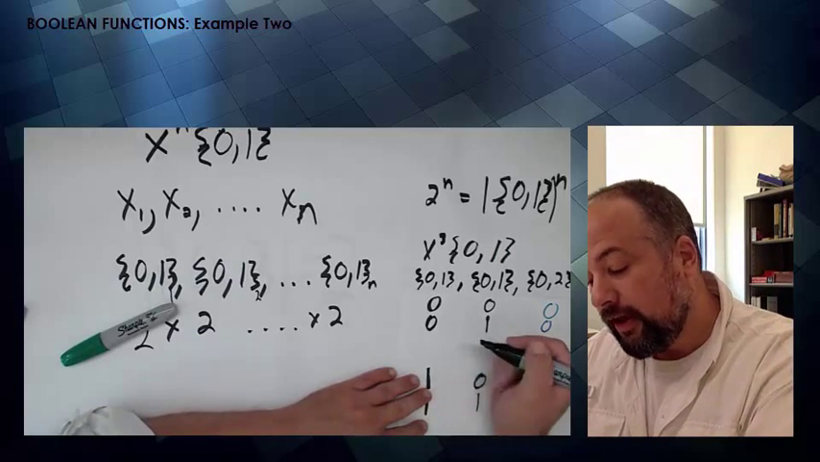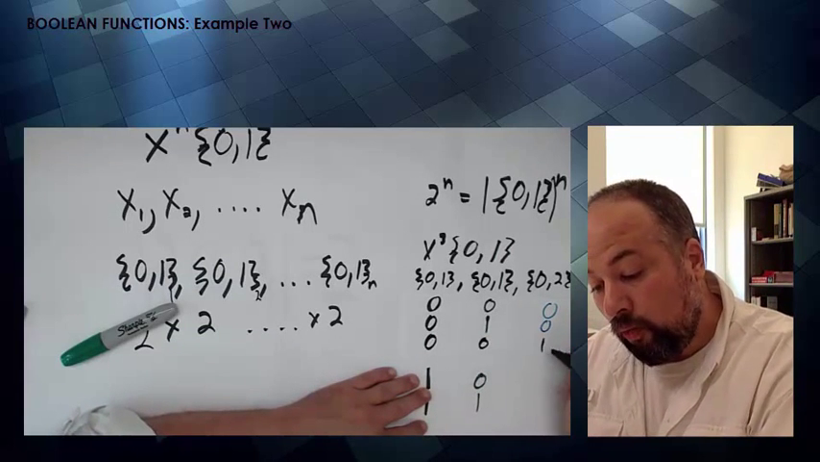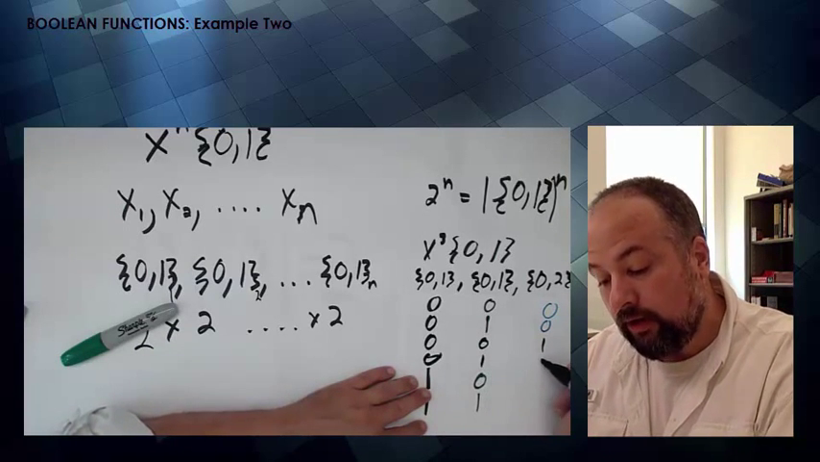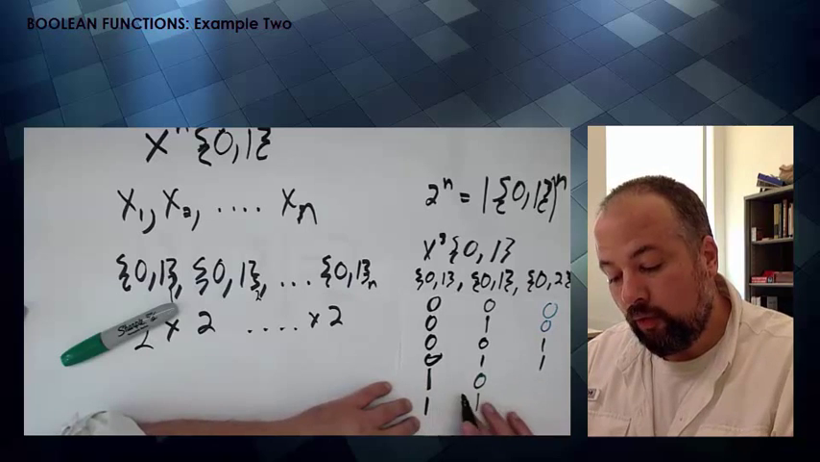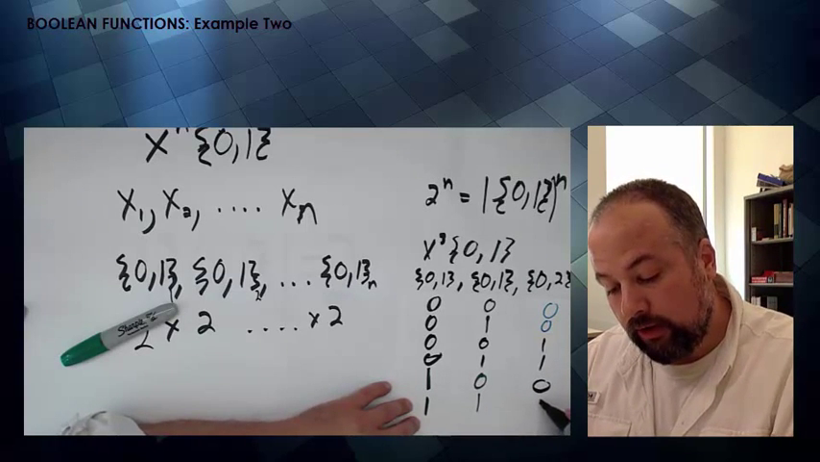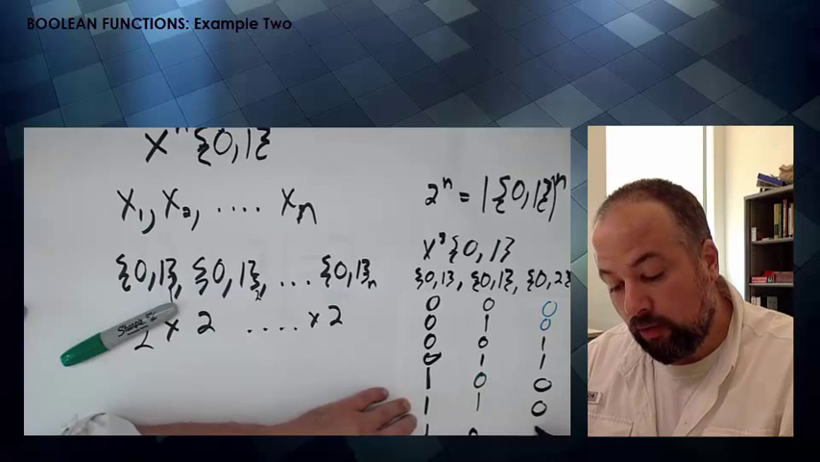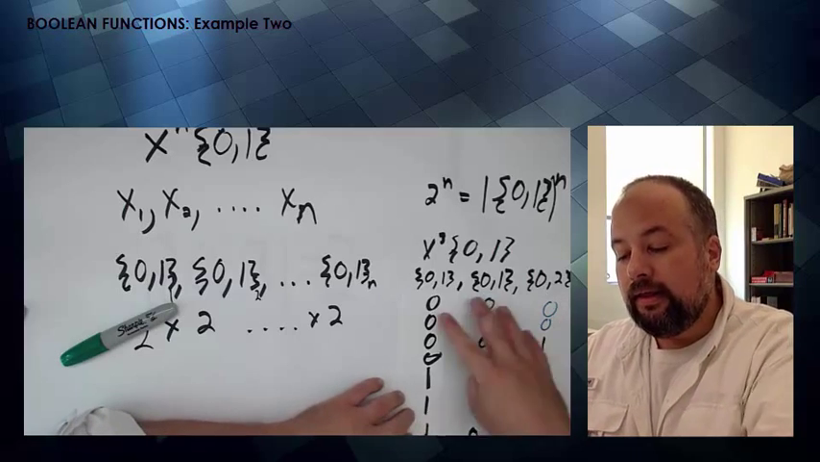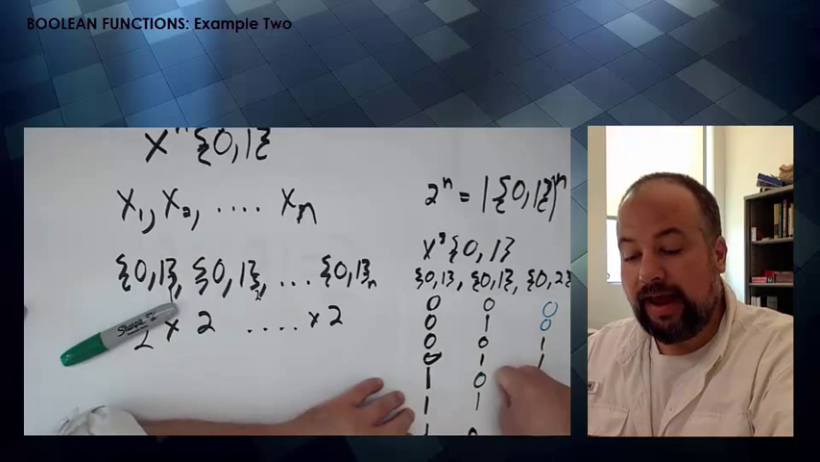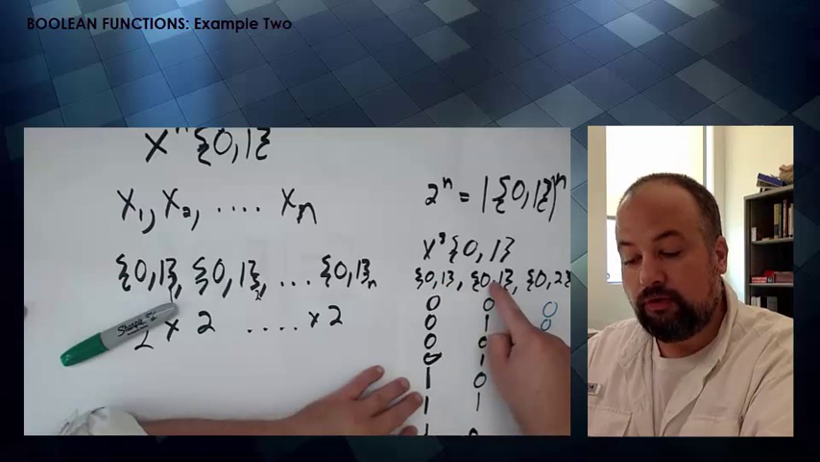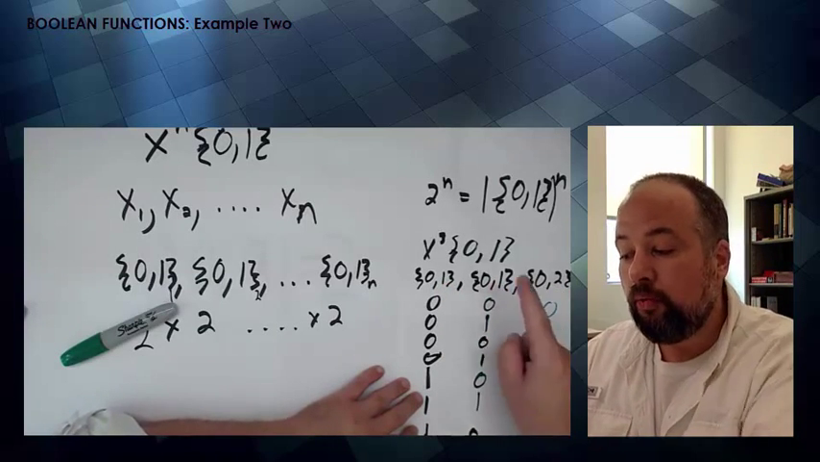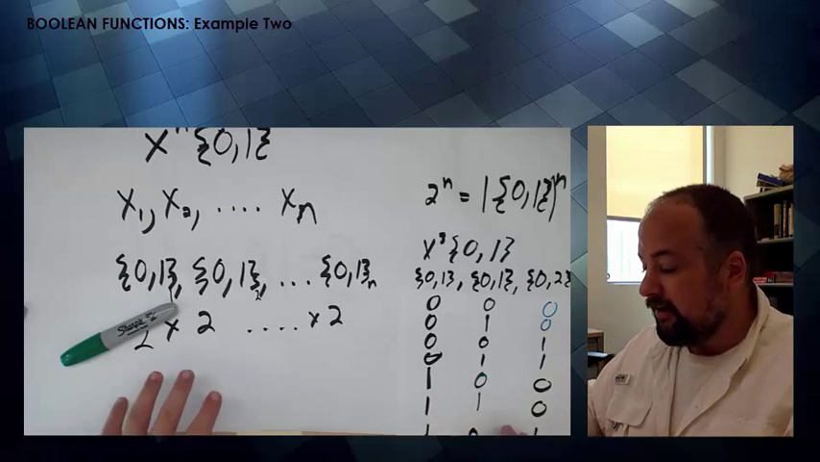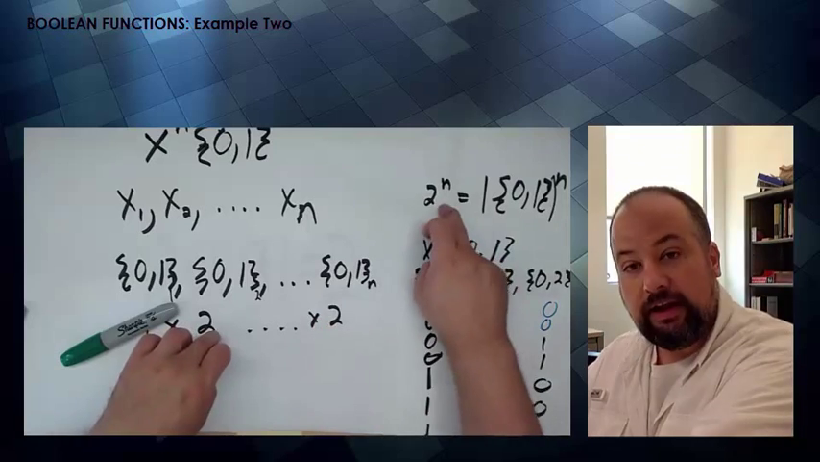I'm going to stop doing different colors. I'm confusing myself. I could have 0, 0, 1, right? Or I could have 0, 1, 1. I could have 1, 0, 0 or 1, 1, 0. Or I could have 1, 0, 1 or 1, 1, 1. These are all 8 possibilities. 2 times 2, which is 4, times 2, which is 8, which is 2 raised to the third power. That is how we go from here to here.